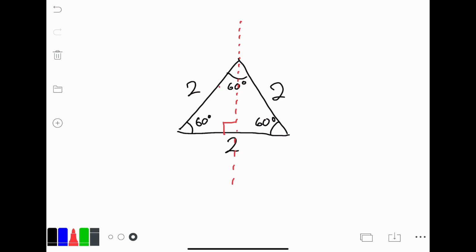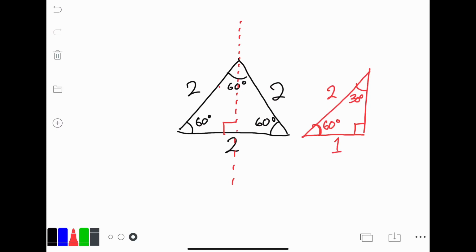This angle, so let's go ahead and draw it over here. This angle here stays 60 degrees. This angle here was cut in half, so that's 30 degrees. And here we have a 90 degree. So notice the 30, 60, 90. This side here was cut in half, so we have 1. This side is still 2.